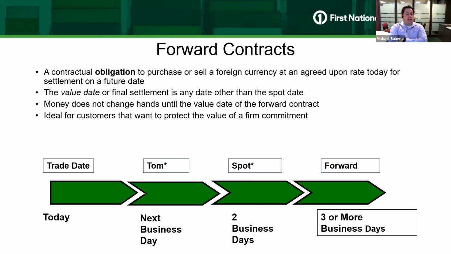Now, forward contracts is anything past a spot value, so more than 2 days. So this is an obligation to buy or sell a currency at a future date. The money does not change hands until value date. So this is where we're talking about actually hedging. This is a derivative product. Not all commercial banks will offer this because of Dodd-Frank and other regulations, but this is probably the easiest tool to hedge with. It's extremely accounting friendly, and it really allows you to lock in your profit margin.